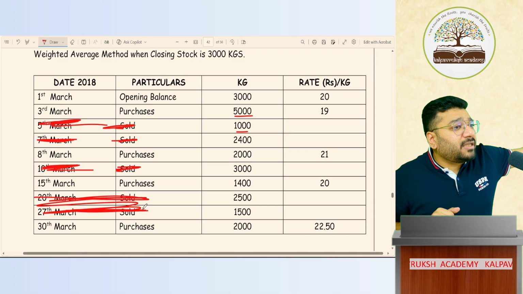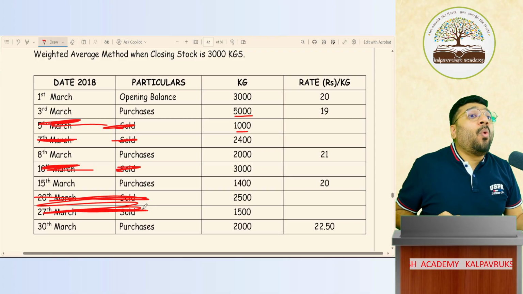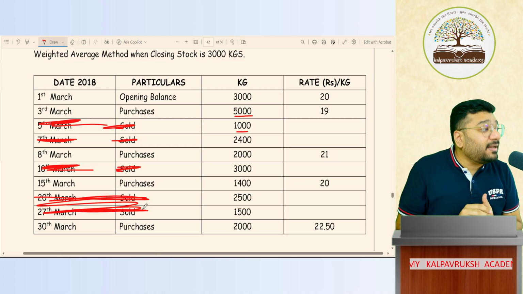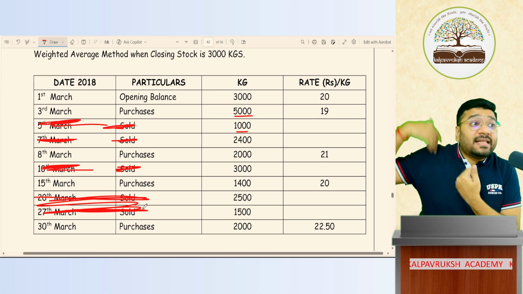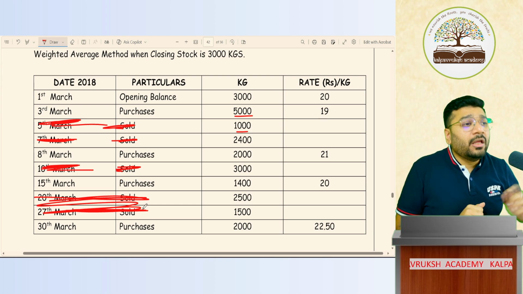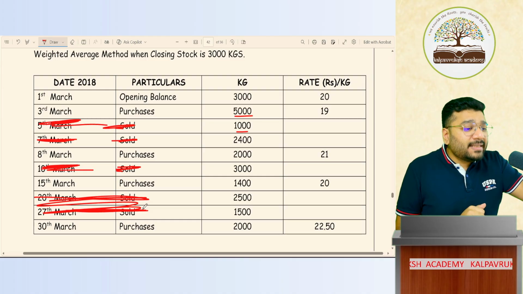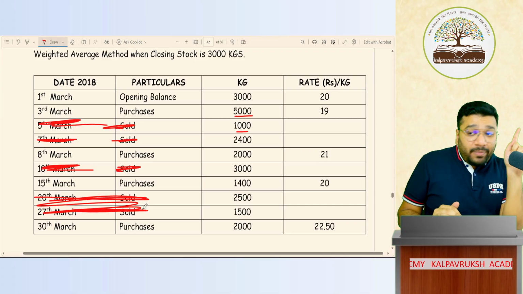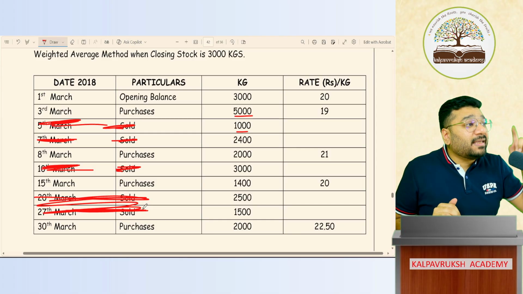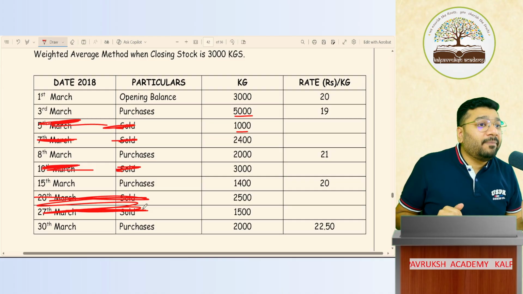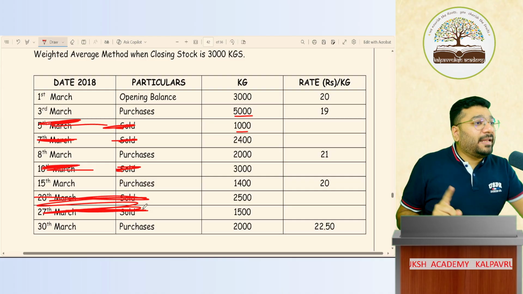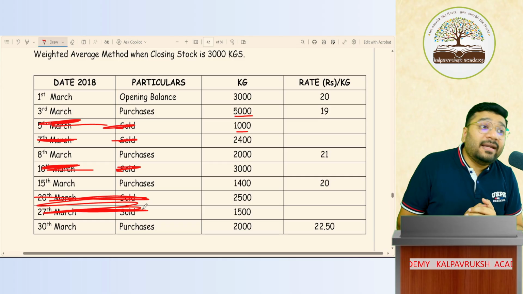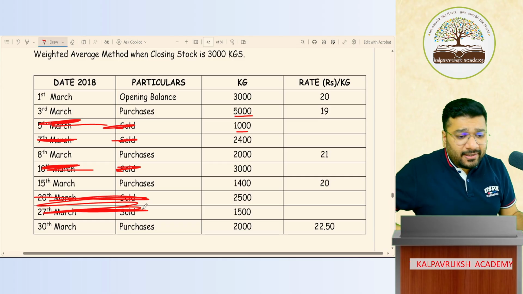In periodic inventory system, I do not have any data of what quantity I sold on daily basis. Purchases I'll have because the number of purchases are limited in general, but number of sales are more. Got it, not got it. So the question will give you data of opening balance, purchase, அவ்வளவுதான். Sale கொடுக்க மாட்டான். If all the three, opening balance, purchase and sale, are given, the question wants you to do perpetual. Sale கொடுக்கல அப்படின்னா, issue கொடுக்கல அப்படின்னா, the question is given only opening balance and purchases. So they want to calculate the inventory under periodic. Got it, not got it. Okay.